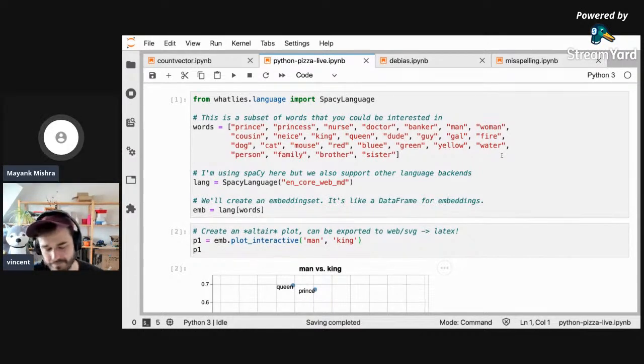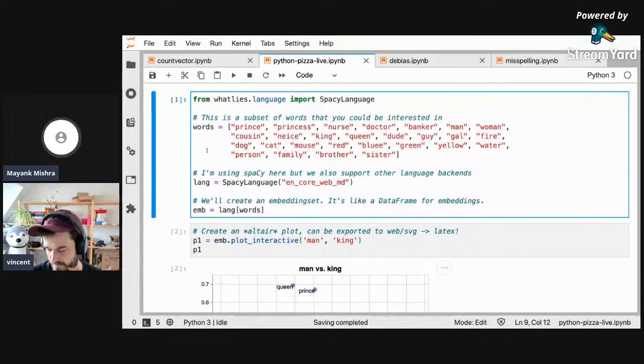Vincent, I have a question. Yep. Would I be able to input word embeddings or embeddings that I trained in a custom model into whatlies?